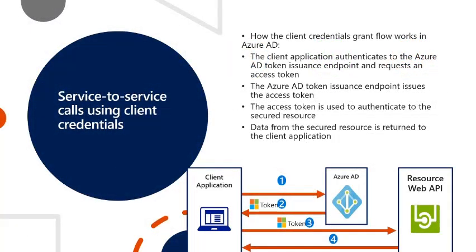Then there is service to service call using client credentials. OAuth 2.0 client credentials grant flow permits a web service serving the role of confidential client to use its own credential instead of impersonating a user to authenticate even when calling another web service.